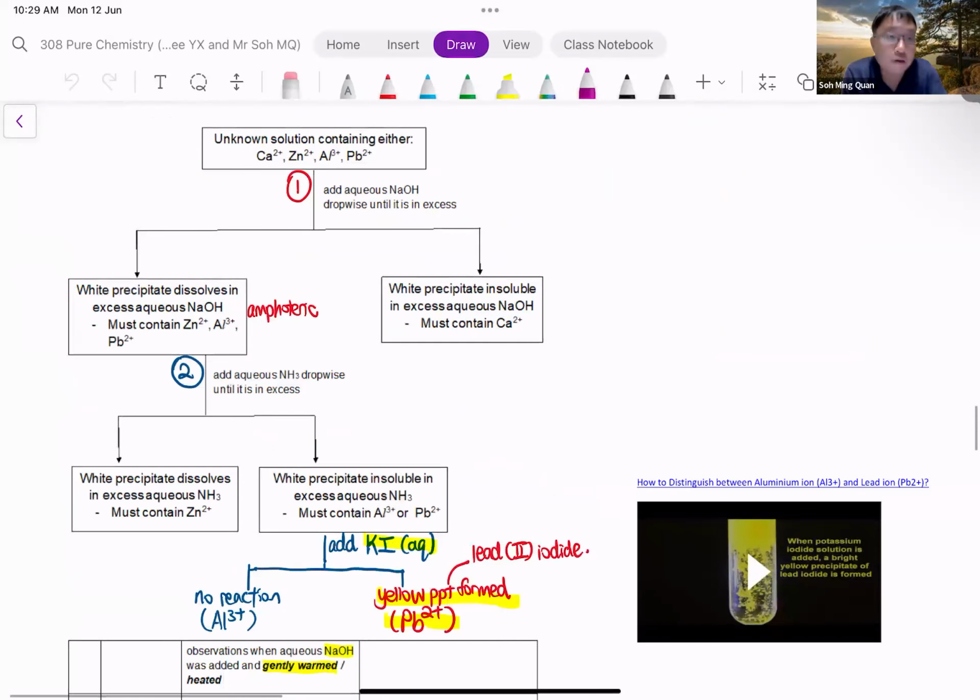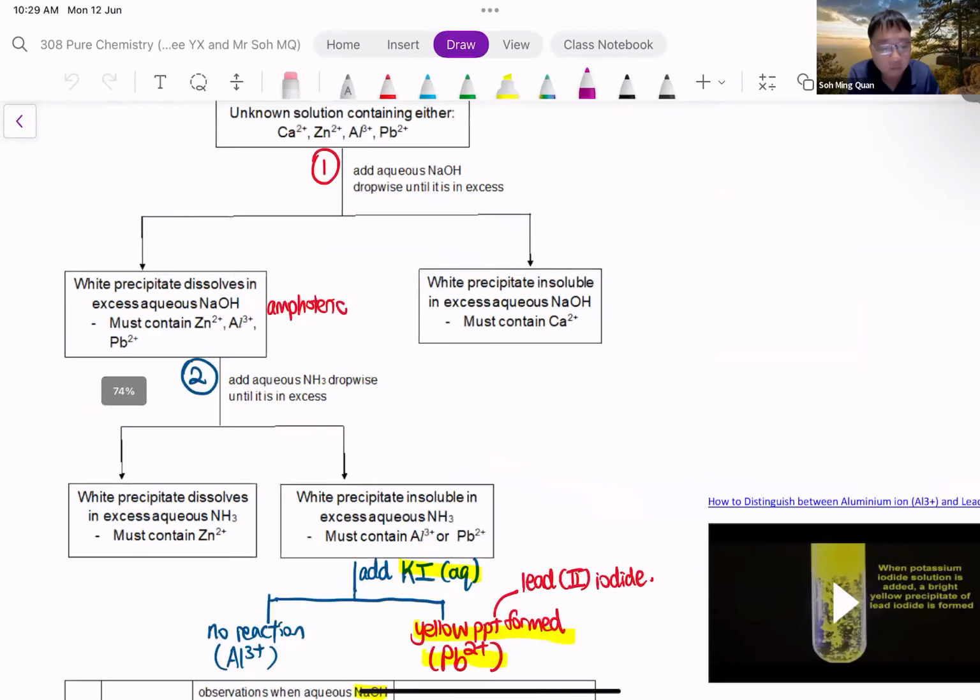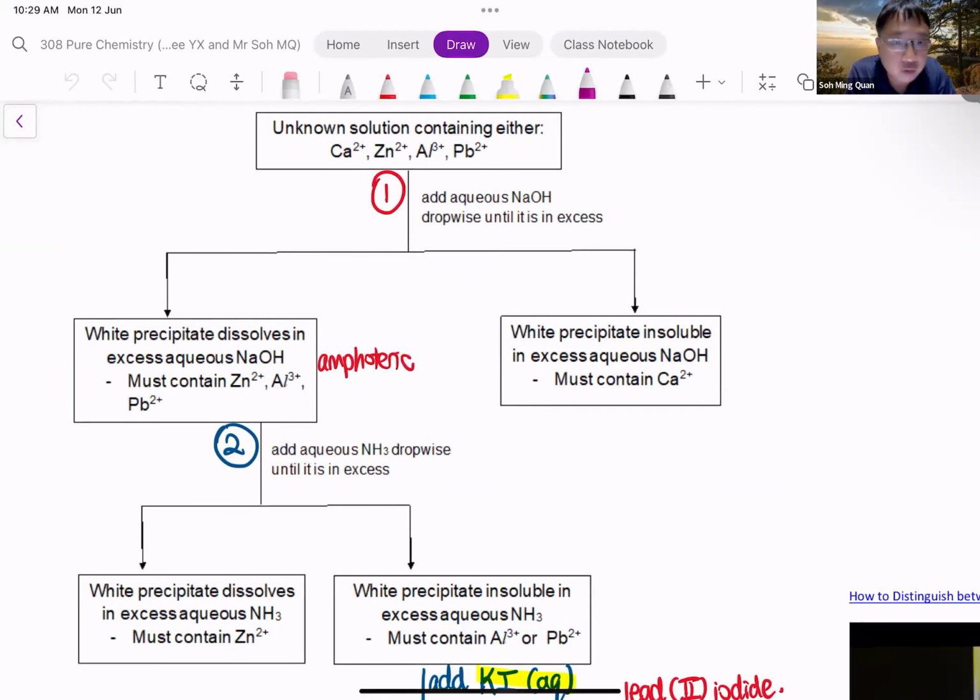Now, I've also gone through this in class. Because calcium, zinc, aluminium, and lead(II) ions are difficult to differentiate, you will need to slowly learn how to differentiate them. So the first thing is, calcium is different from the other three because calcium forms a white precipitate that's insoluble in excess aqueous NaOH. Whereas the other three ions are amphoteric, all right, they will form a white precipitate that dissolves in excess aqueous NaOH. Now, so how to distinguish between zinc, aluminium, and lead?